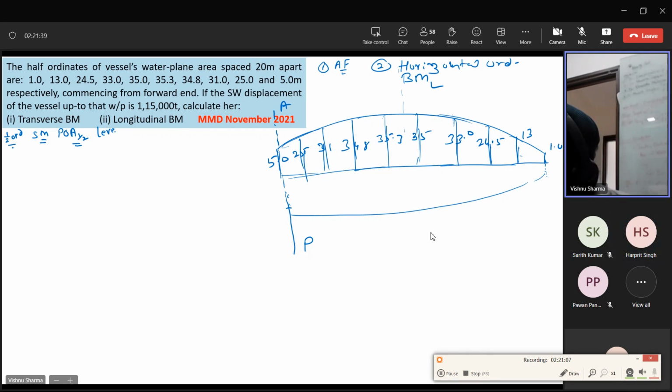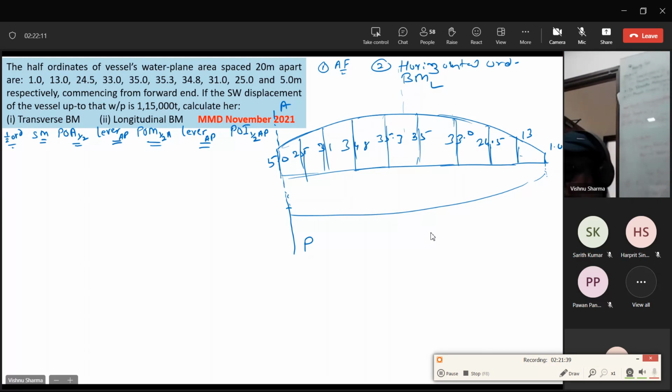Then we'll take levers about after perpendicular. There'll be 0h, 1h, 2h, 3h, and so on, starting from 5. This will give us product of moment of half area about after perpendicular. Then we'll repeat the levers about after perpendicular, horizontal ordinate table, and we'll get product of inertia, half inertia about after perpendicular. Is the structure of the table clear, or you have any questions on the structure of the table? Is the structure of the table clear, beta? Yes, sir.